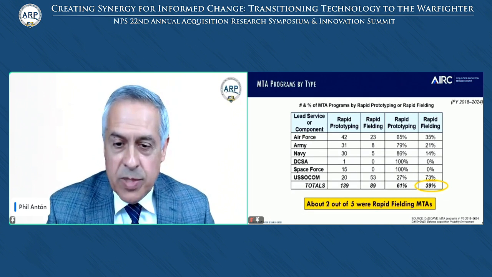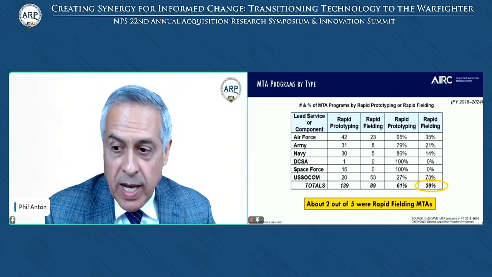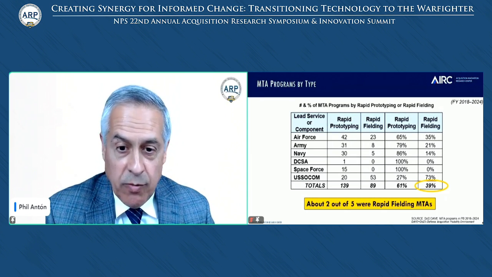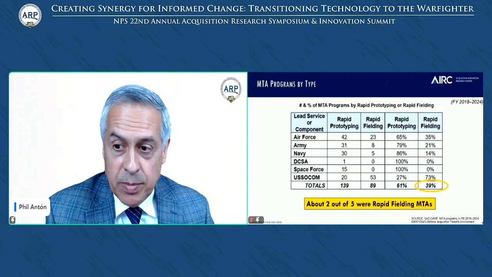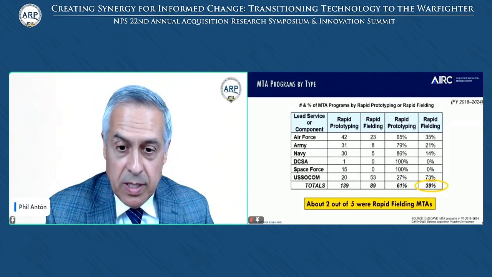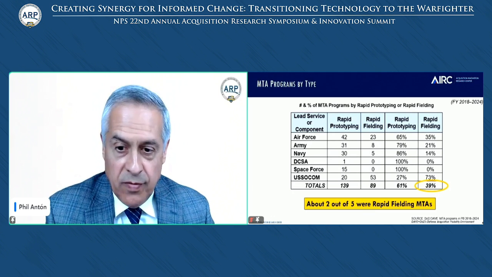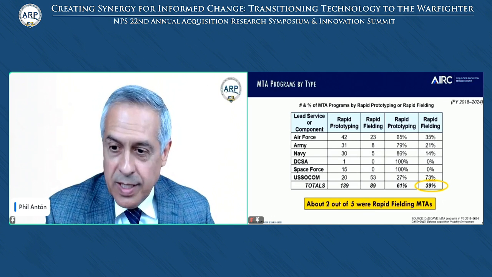So again, in terms of what types of programs are out there, about 40% of them, about 2 out of 5 programs, were in the rapid fielding category as opposed to rapid prototyping. So giving you some sense of where the focus was, whether it was on fielding or on prototyping. Next slide, please.